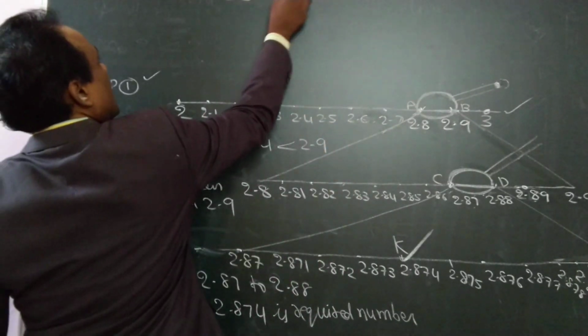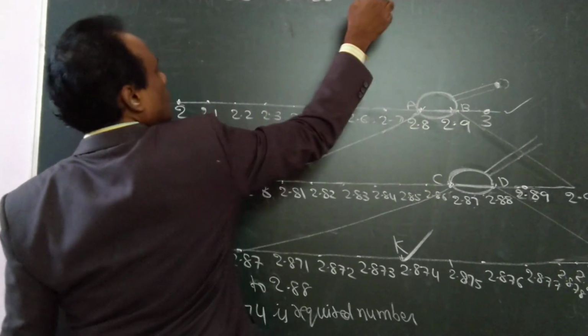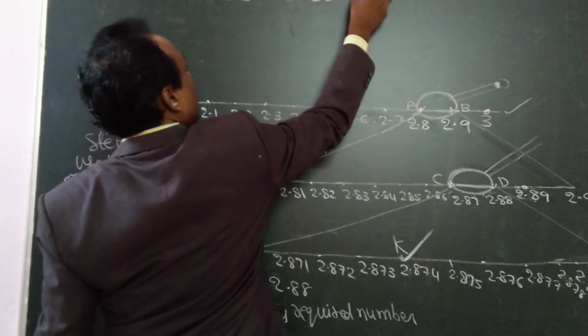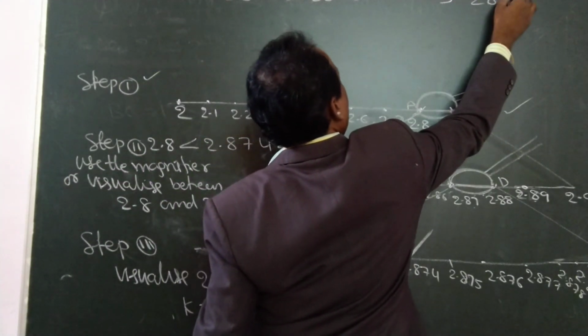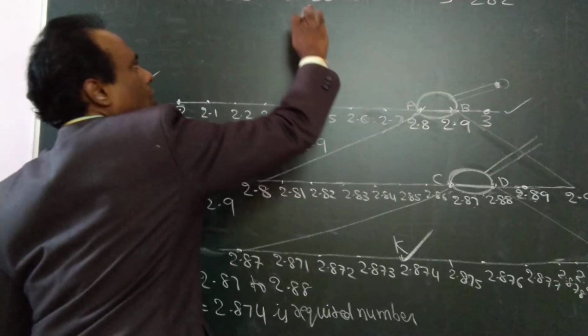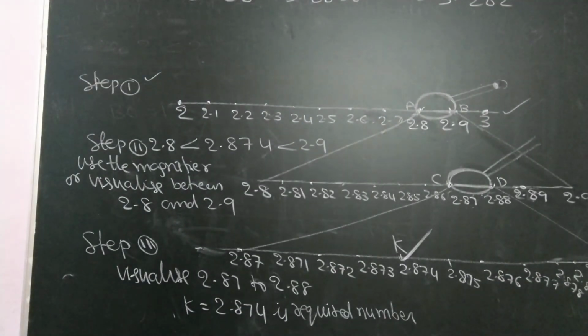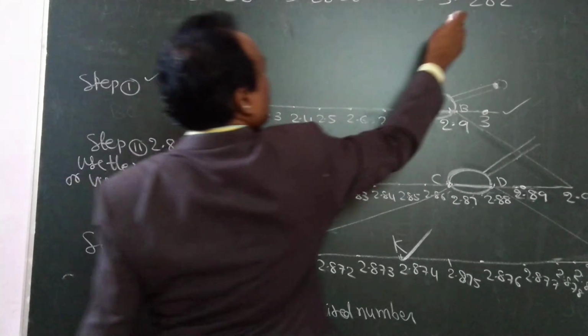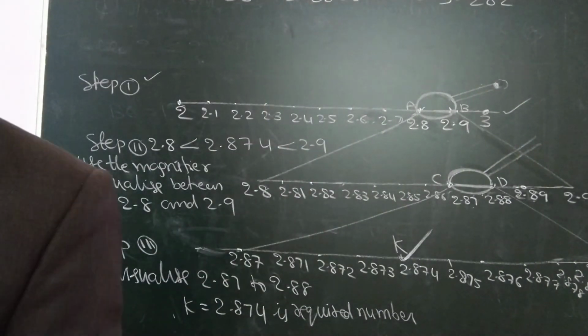What is the meaning of 5.28 bar? 28, 28, 28, like this. But we have to take only 3 digits. See the question. Otherwise we will get infinite numbers. Only 3 digits are required. Read the question: up to 3 decimal places only. You just try how to represent 5.282 on a number line.